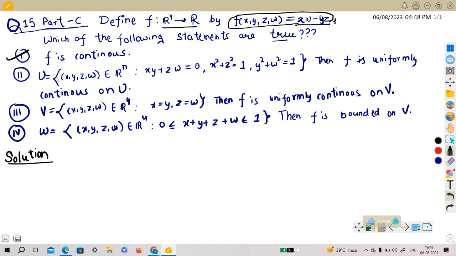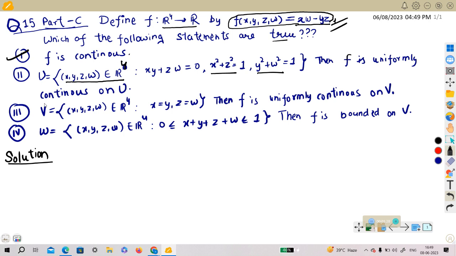Now for the second part, we have U is defined as (x, y, z, w) belongs to R4 such that xy plus zw is equal to 0 and x square plus y square is equal to 1. Also, z square plus w square is equal to 1. So this is a set U. These are all points in R4 such that xy plus zw is 0, x square plus y square is equal to 1 and z square plus w square is equal to 1. We are interested in whether f, the function given above, is uniformly continuous on U or not.